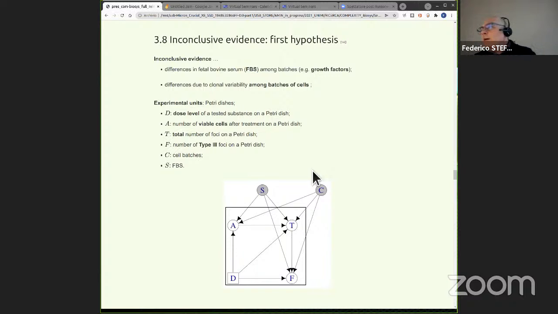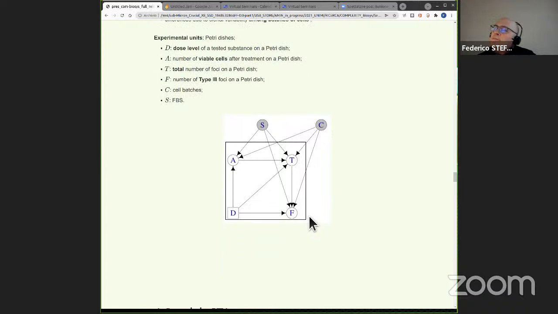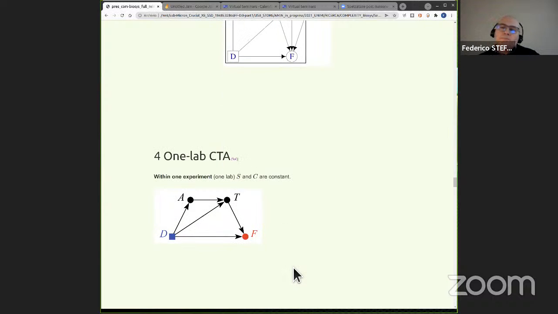And so here we have a first DAG in which dose level of the candidate carcinogenic substance, D, goes into A, the number of viable cells in a Petri dish, goes to T, the total number of foci in the Petri dish, and goes to F, the number of fully transformed foci in each Petri dish. S stands for fetal bovine serum and C for cell batches. But right now, we consider one lab cell transformation assay in which S and C are constant, and therefore our working DAG is just made by nodes D, A, T, and F. Okay?